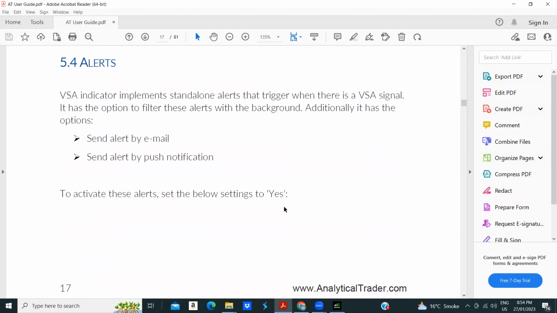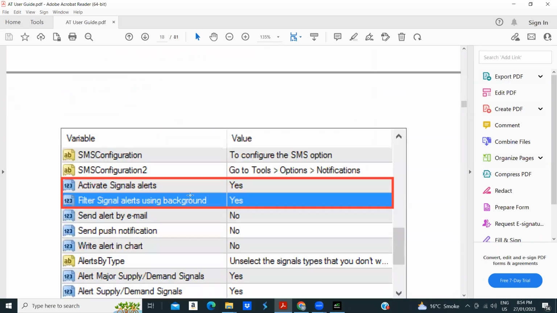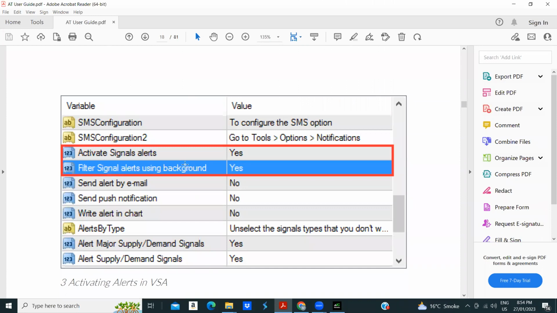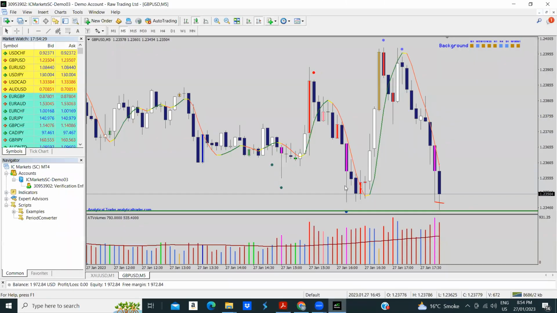Got it? Alerts. Alerts can be sent by email, by push notification, and by SMS as well. But for that, you will need the full version. I will activate the full version for you. And filter signal alerts using background. Yes, there is another option. It shows you filter signal alerts using background. What does it mean? It will only show you these signals when they align with the major bias. Got it? When the minor sign of strength aligns with the major sign of strength, only then you will get these dots. If you want to open this kind of feature, you can also do it.